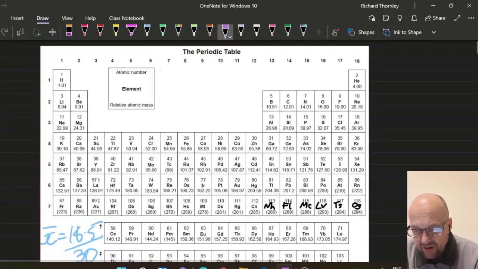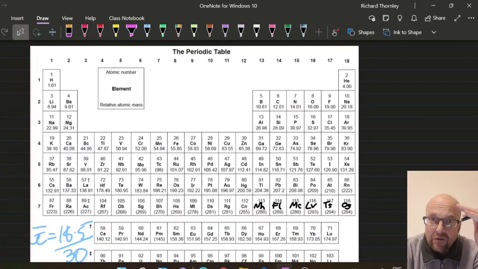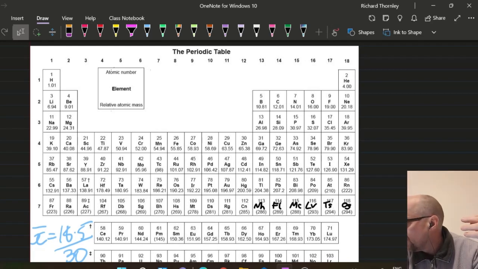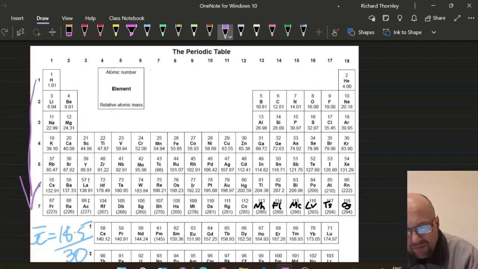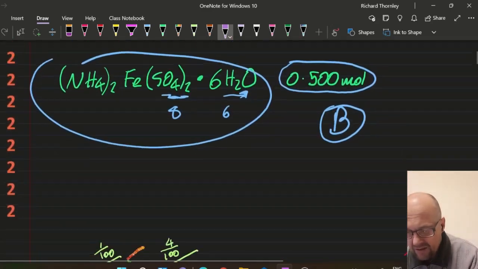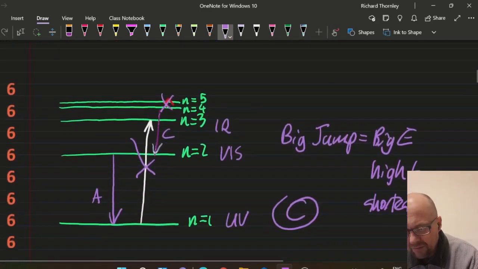7, what increases down group 1? Oh, plenty of things. They get bigger, because every time you go down a main energy level, you're adding a shell. There's more electrons, there's more protons, there's more neutrons. Let's have a look. So what increases down group 1? Well, there we go, atomic radius. Yeah. As you go down group 1, you're adding shells, and they get bigger and bigger and bigger. So 7's A. Wasn't too bad.